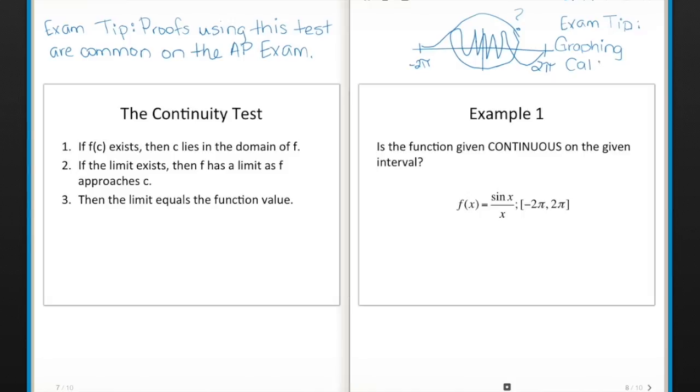This takes me to a very important exam tip. Your calculator wigs out like that because graphing calculators do not show asymptotes. They will not find those values for you. Instead, you'll put in something that has an asymptote and it'll give you a crazy picture like this.